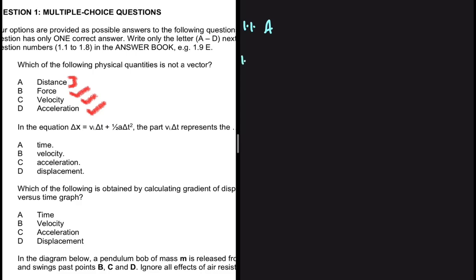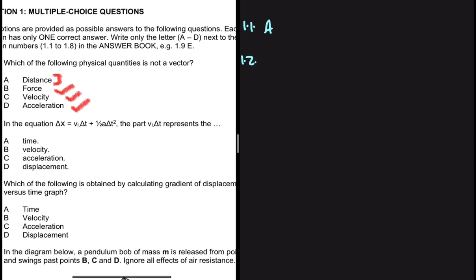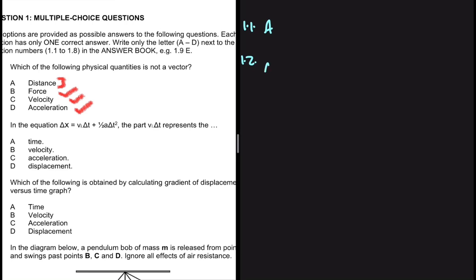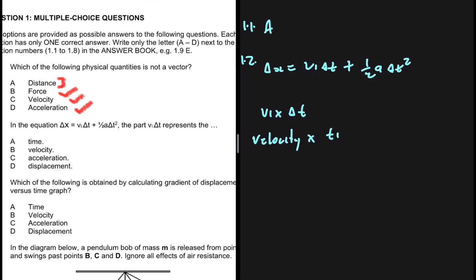Let's look at 1.2. In the equation, Vx is equal to Vi delta t plus a half A delta t squared. Vi delta t represents what? Let's look at Vi delta t and make sense of it. Vi, that is the velocity, and delta t is the time, obviously. So we have velocity multiplied by time.